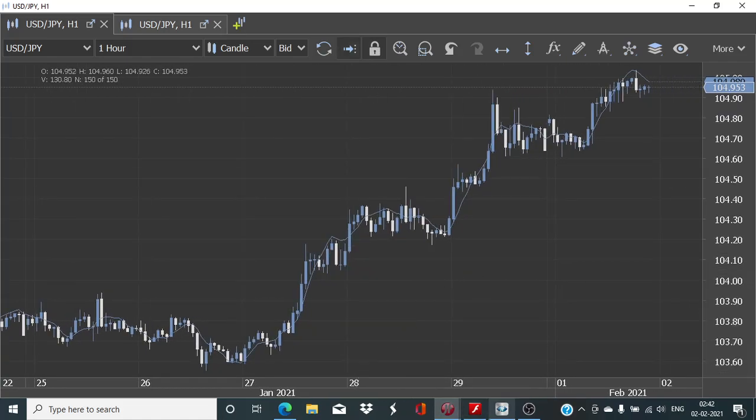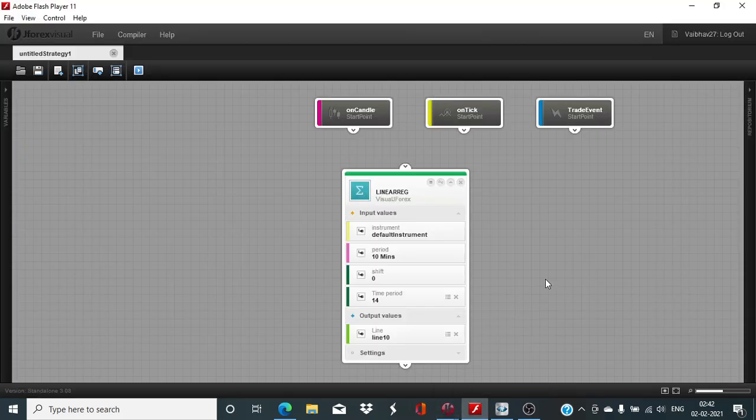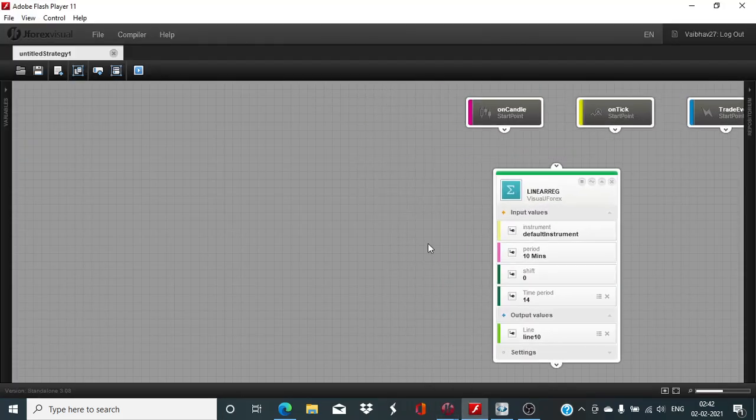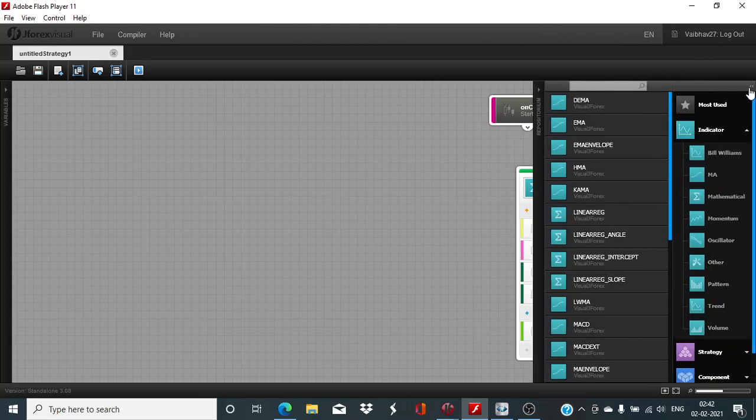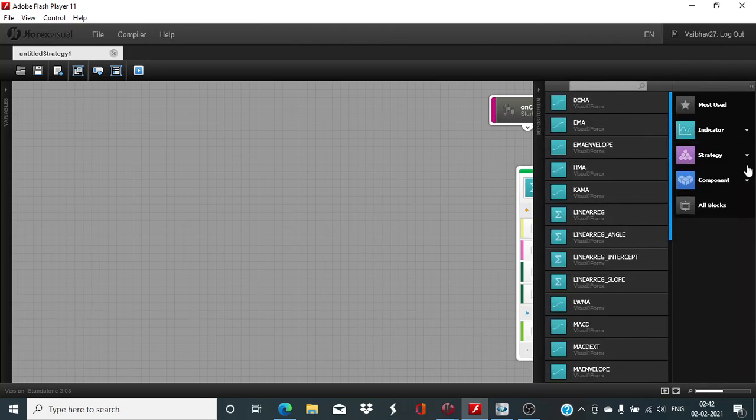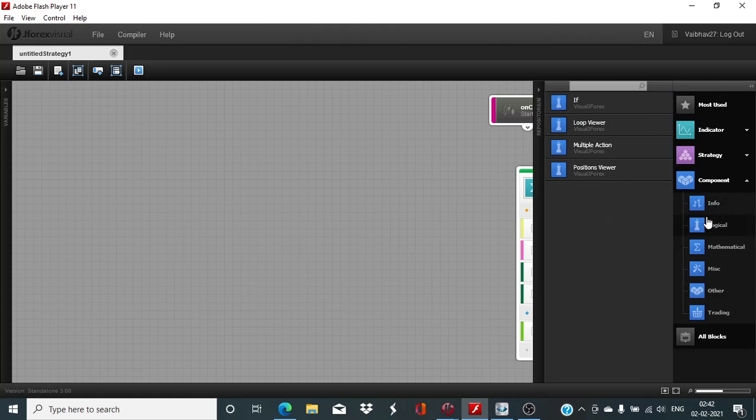Now let us head back to the Visual JForex board. Here we will first need to do the instrument subscription. For that, we will take a couple of if blocks, logical blocks first.